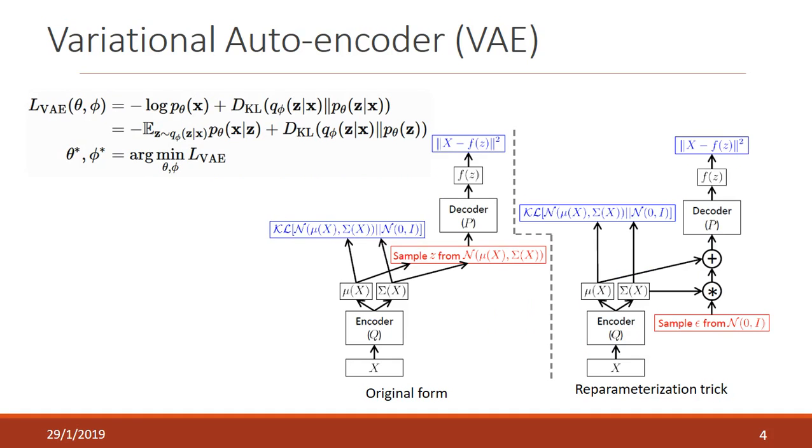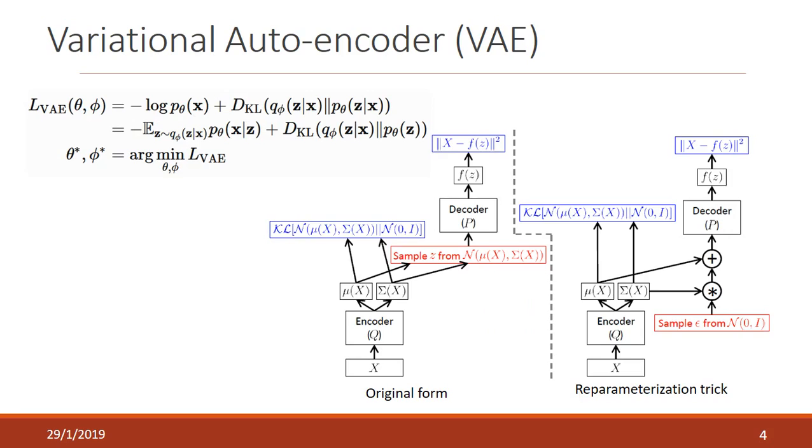The loss function of a VAE contains two terms. The first term can be interpreted as reconstruction loss, and the second term is the distance between the learned distribution and the target distribution. We often assume that the distribution of the latent vector is Gaussian and the encoder produces the mean and variance for that distribution. In training time, as you can see in the left figure, we need a sampling operator, which is not differentiable if we keep it in the original form.